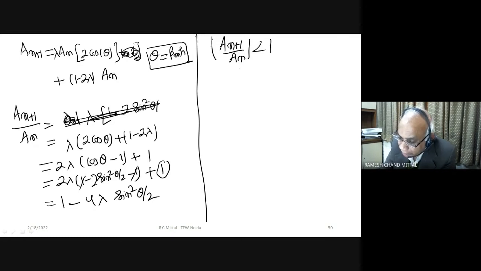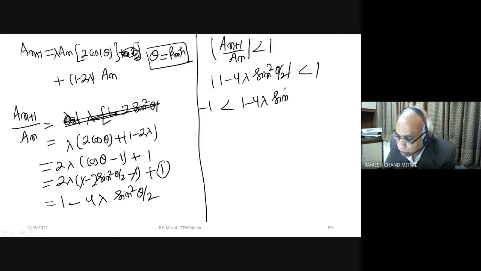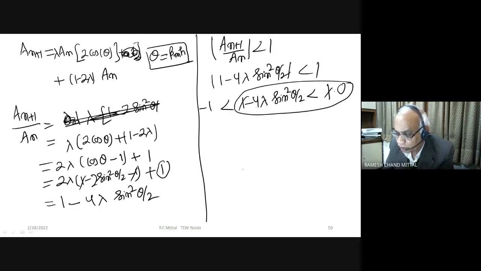Or I have 1 minus 4 lambda sine square theta by 2 should be less than 1. Or this can be written as minus 1 should be less than 1 minus 4 lambda sine square theta by 2, and this is 1. Now if I see this side, this is always true because 1 cancels with 1. I am left with 0 here. So negative quantity, lambda is positive, sine square is positive, this side is always true.